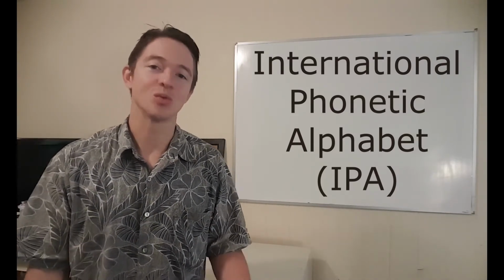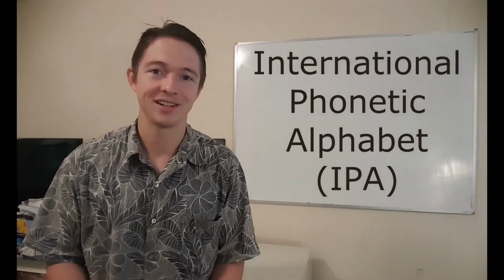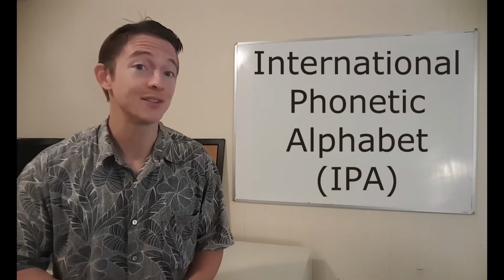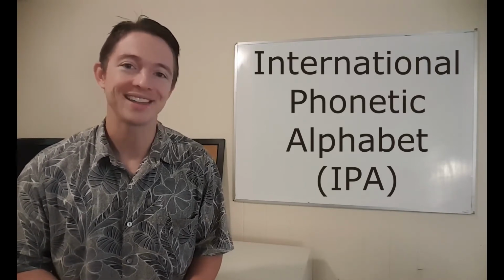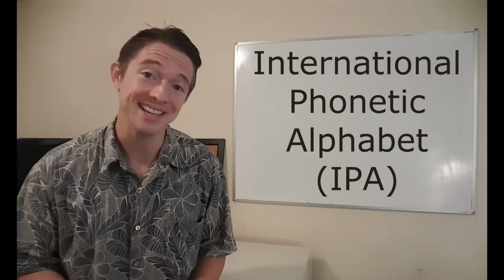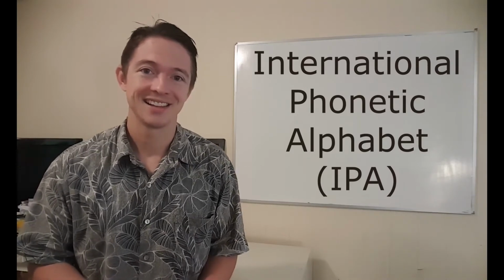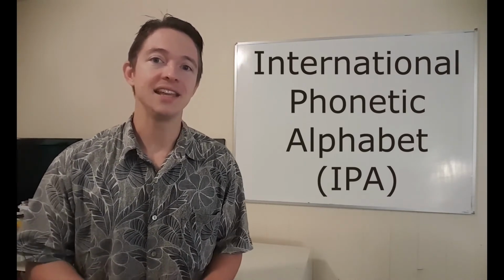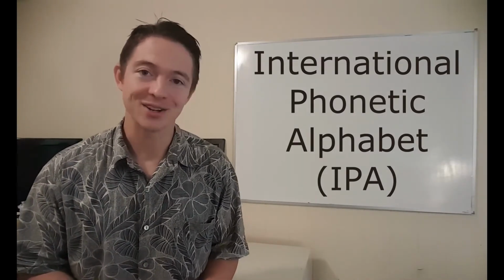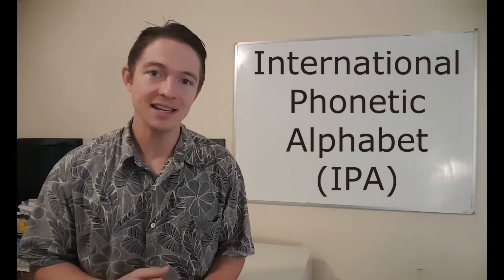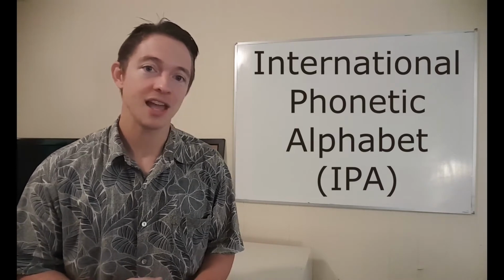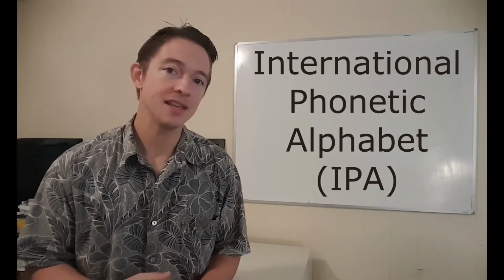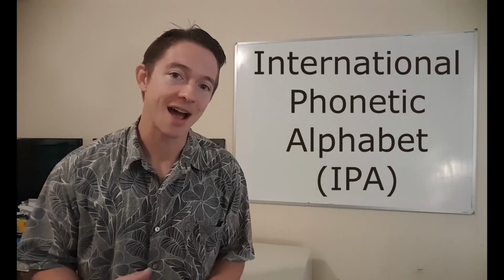IPA is a group of symbols for pronunciation. If you cannot hear the difference between two different sounds, IPA can show you. You can see it with your eyes. You should use IPA to practice English pronunciation by yourself, and you'll find it in many dictionaries and online. I want to show you the IPA symbols for each sound.